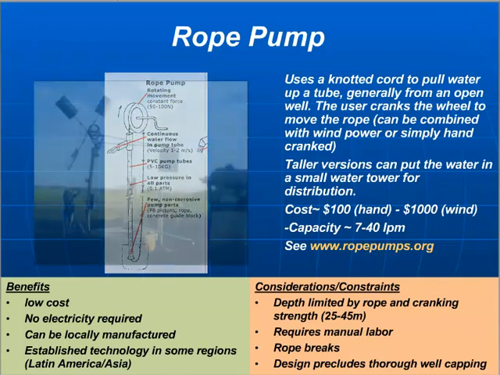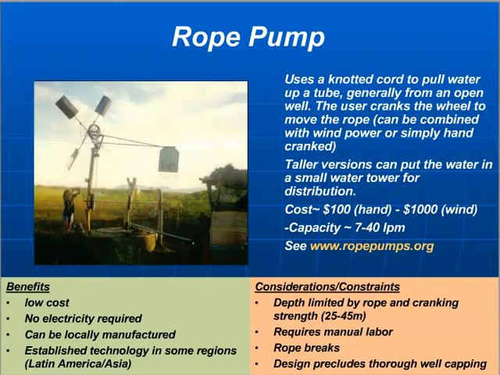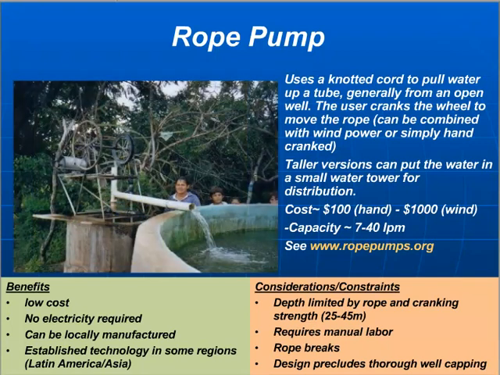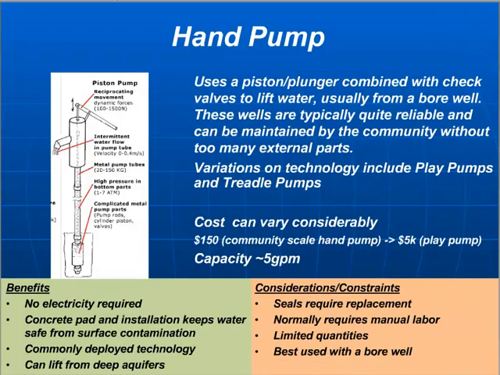Ropes break, and I guess that's kind of a problem or a risk with all pumps, is that all pumps break at some point, and so you have to have a plan for fixing that pump or paying for a new one. And then the design precludes thorough well capping, and so that can be a problem because then it's a source of contamination. So that's a rope pump.